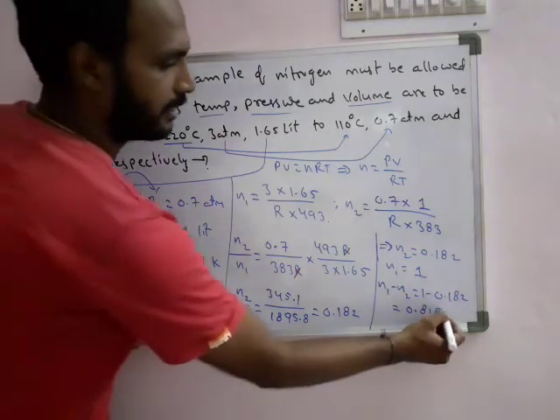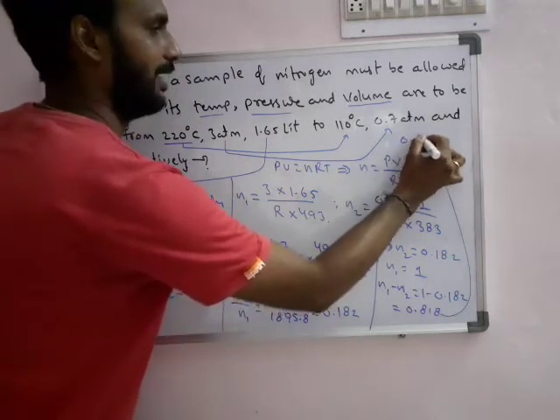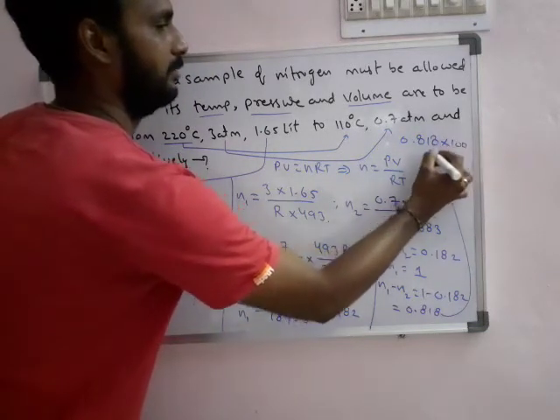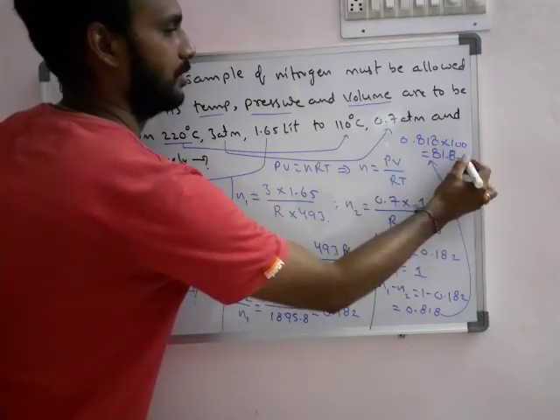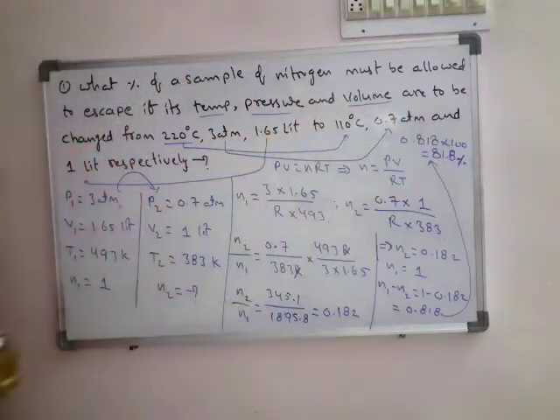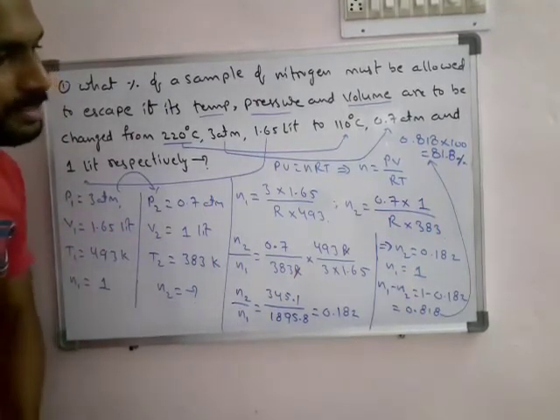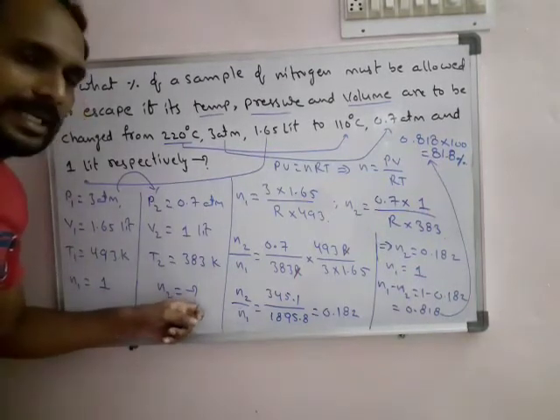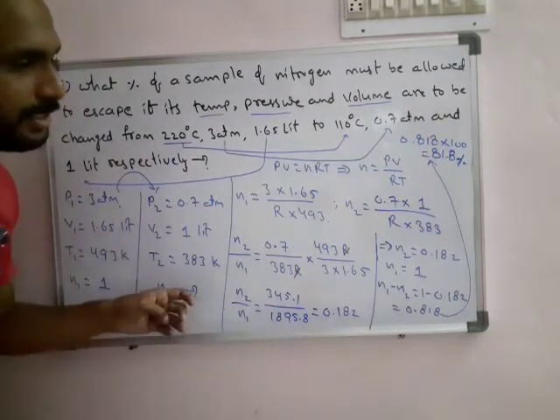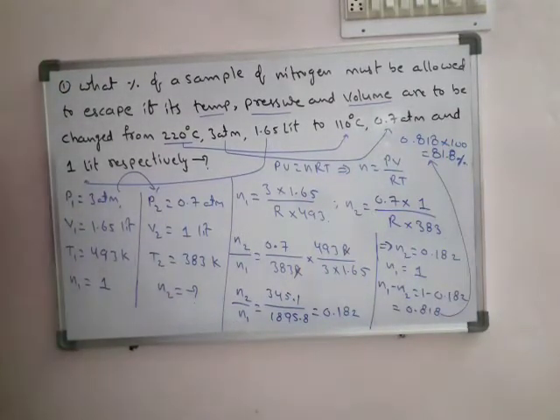So we need to calculate in terms of percentage. So 0.818 into 100 becomes 81.8 percent. Hence, when the nitrogen gas goes from these conditions to these conditions, 81.8 percent of the gas escapes out. To exist at these conditions, it is necessary for some of the gas to escape. Okay, right now.